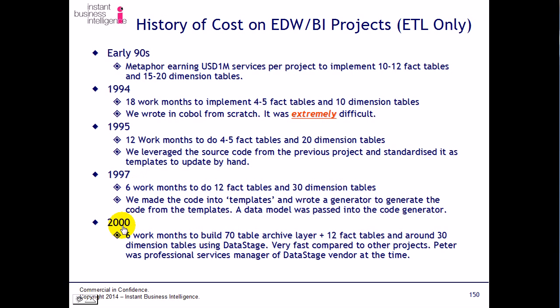Okay. Now in 2000, improving things as we went, it took 6 work months to build a 70 table archive layer plus 12 fact tables and around 30 dimension tables using DataStage. And this was very fast compared to other projects, and I was a professional services manager of a DataStage vendor at the time, so we figured out faster ways to do things in DataStage. But still, 6 work months to do 12 fact tables and 30 dimension tables and a 70 table archive layer. That's what it took in 2000.